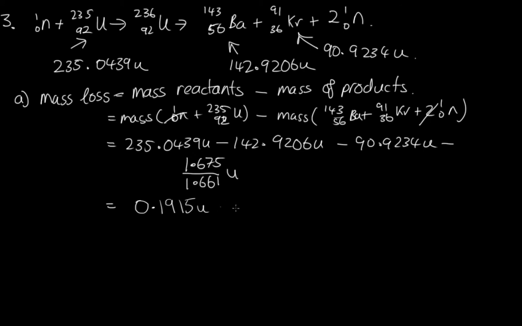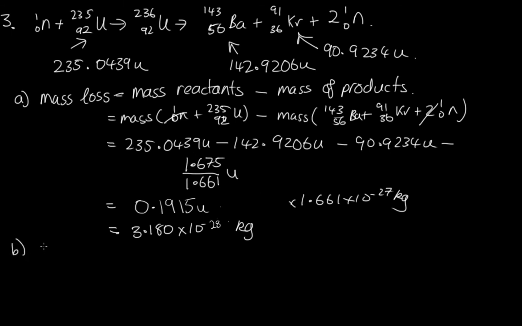atomic mass units. We can also present it in kilograms. If we times it by 1.661 times 10 to the minus 27 kilograms, we will convert that into kilograms. So we could also give it as 3.180 times 10 to the minus 28 kilograms.